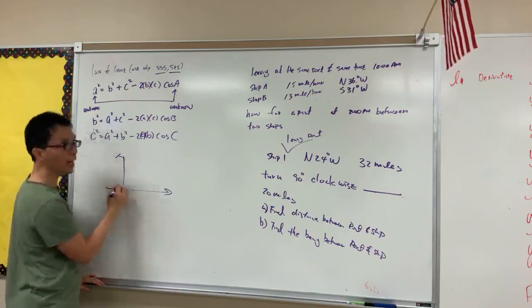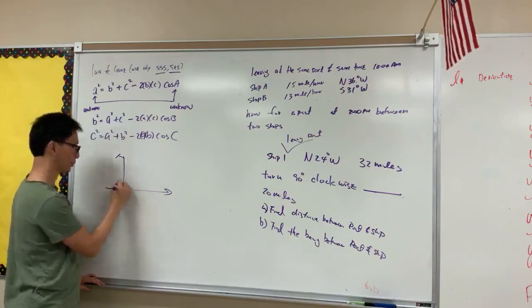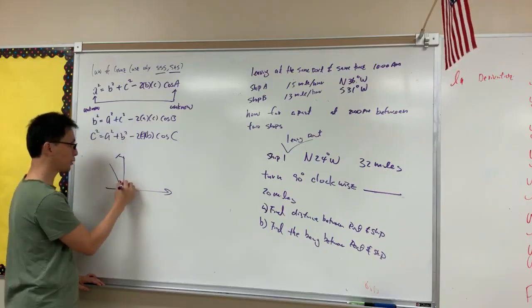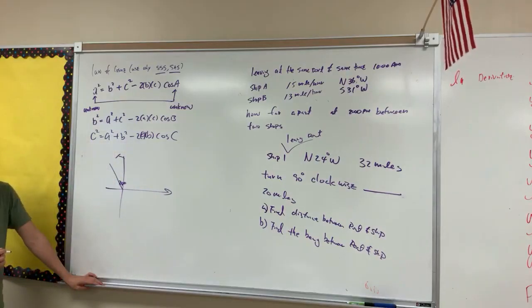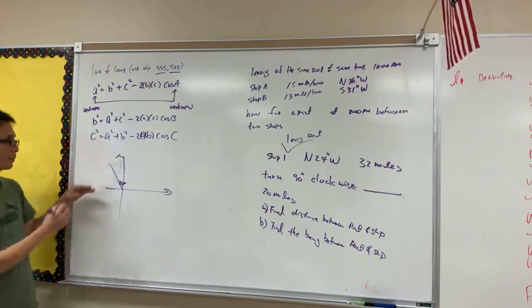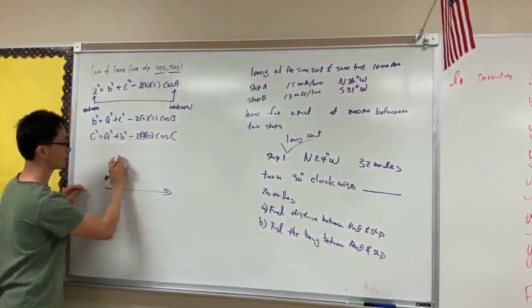The ship is leaving, what? North 24 degrees west. So that's 24 degrees, right? Then it's turning clockwise. Clockwise is which way? Right, that way, 90 degrees. And they say for how many miles? 20 miles. So 20 miles.